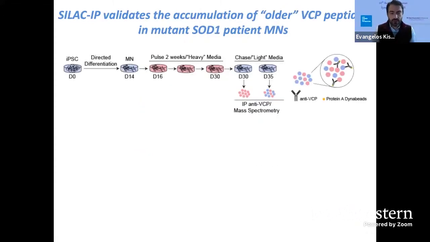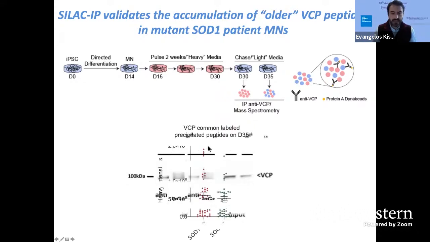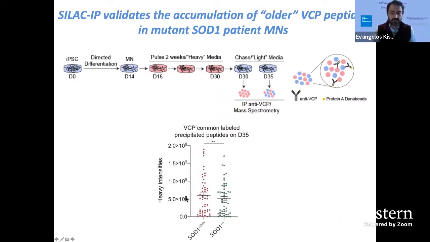So the first thing we wanted to do is validate our findings. So we repeated this exact same SILAC-based mass spectrometry experiment, but instead of looking at the entire proteome, we used an antibody against VCP to really pull down VCP itself and quantify using mass spec all the VCP peptides. This is the IP, and this is the quantification of the mass spectrometry peptides, showing you that indeed A4V motor neurons exhibit more older VCP peptides relative to controls.